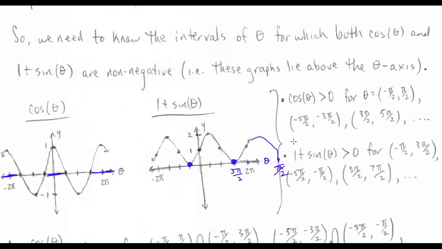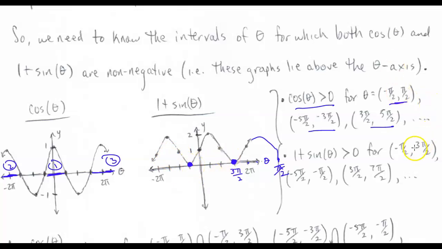So my point here is that, looking at this from a graphical perspective, we know that cosine is strictly above the theta axis for this interval, this interval, this interval, and we just keep on going. Where, of course, this interval is this first one here, this interval is this second one here, and this one is this third one here, okay? If I did the same thing for 1 plus sine theta, when is that above the x-axis? Notice that it's going to be everywhere except for where we have x-intercepts.